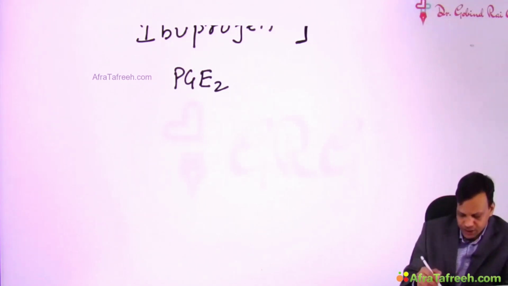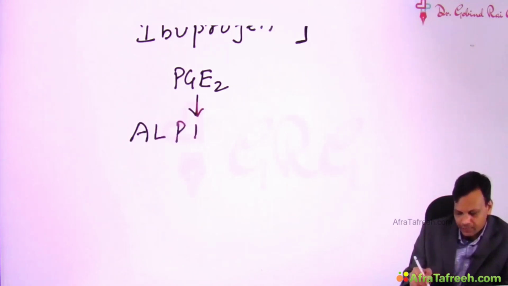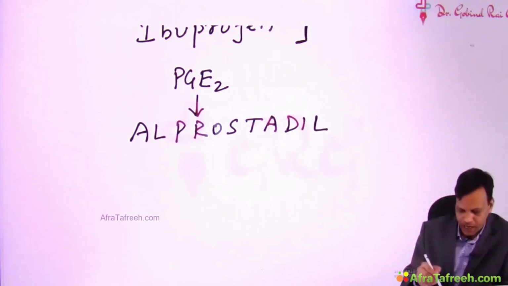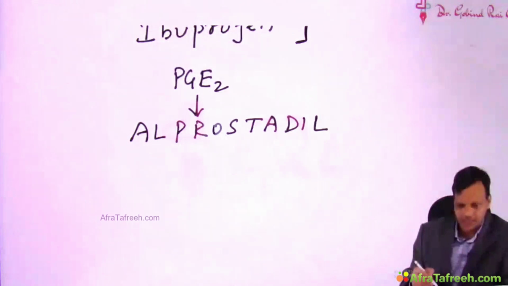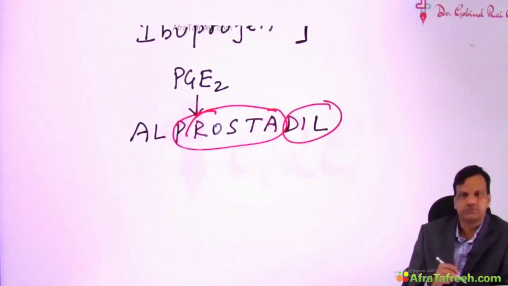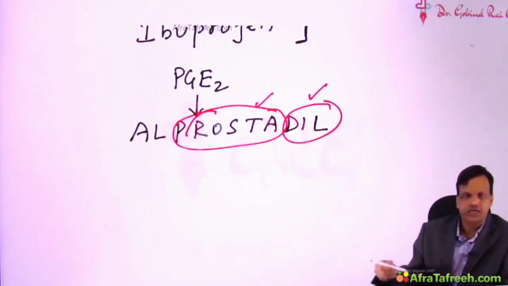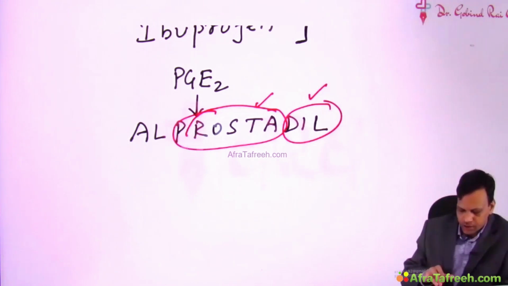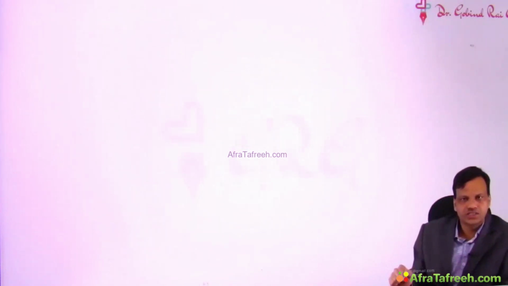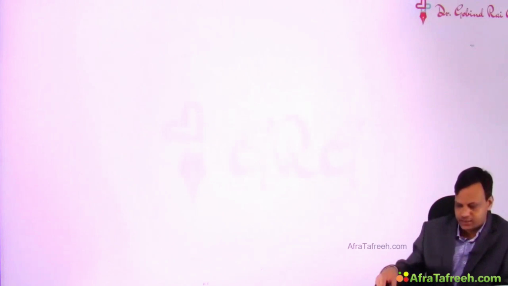And the drug which is a PGE2 analog is alprostadil. Alprostadil keeps the ductus open, and from the name you can remember in Hindi, it is prostaglandin acting on dil. Prostaglandin acting on dil is alprostadil. So this is about the effect on the heart. The ductus arteriosus is kept open by prostaglandins.